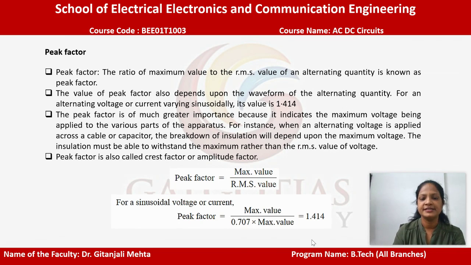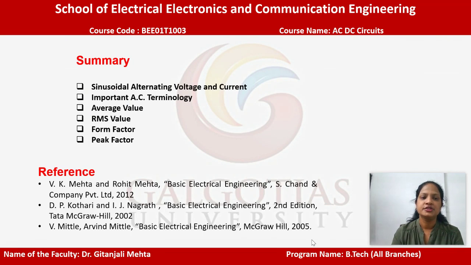So peak factor is defined as the ratio of the maximum value to the RMS value. For a sinusoidal voltage or current, peak factor comes out to be the maximum value divided by the RMS value, which has been substituted as 0.707 times its maximum value, and the ratio comes out to be 1.414. So today we have discussed the sinusoidal alternating voltage and current, the different AC terminologies, the average value, the RMS value, the importance of the form factor, and the peak factor.